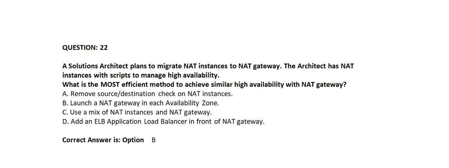Option C. Use a mix of NAT instances and NAT gateway. Option D. Add an ELB application load balancer in front of NAT gateway. Correct answer is option B. Launch a NAT gateway in each availability zone.